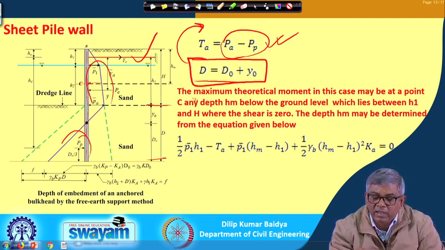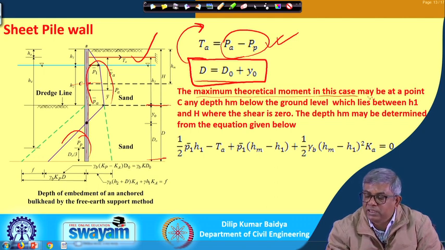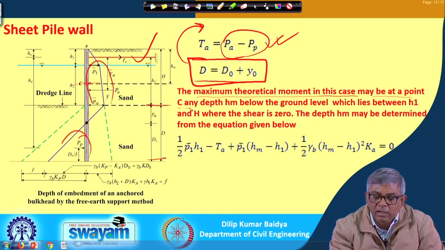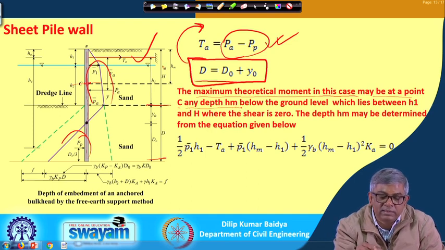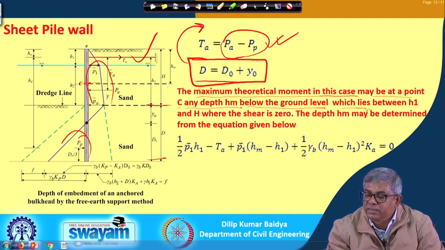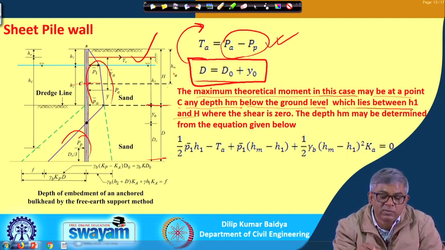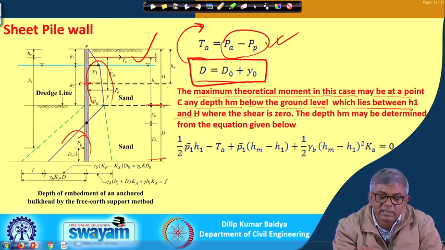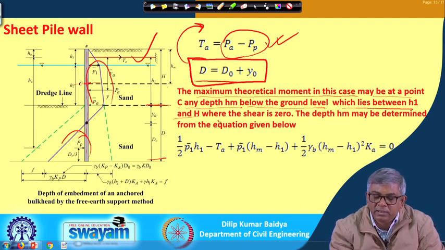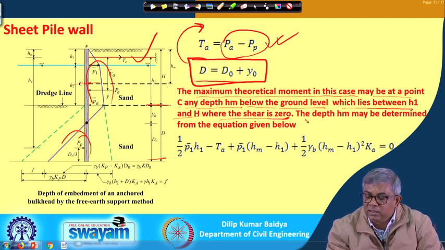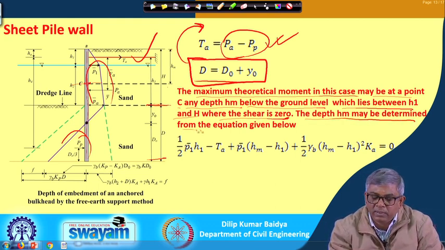See, the maximum theoretical moment in this case may be at a point C, at some depth h_m from the top, below the ground level, which lies between h 1 and h, here h 1 and here h. Between h 1 and h, where the shear (lateral force here) is 0, the depth h_m may be determined from the equation given below.